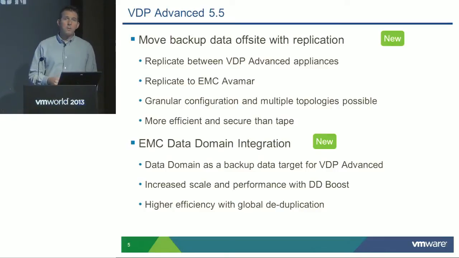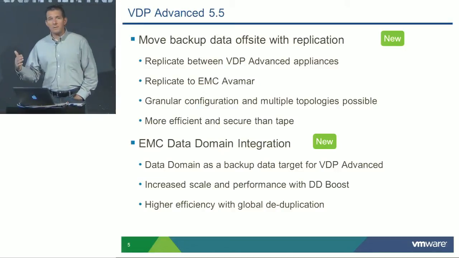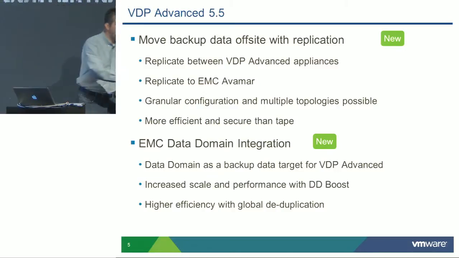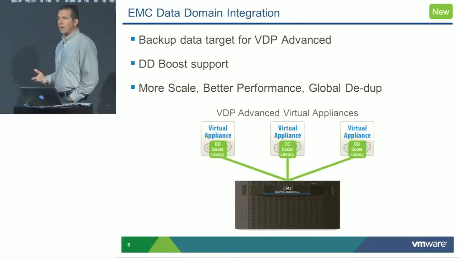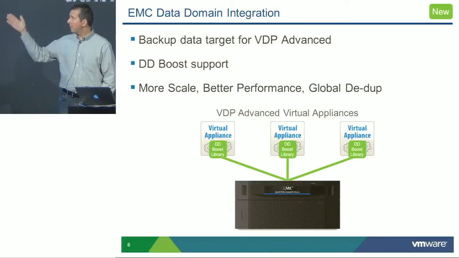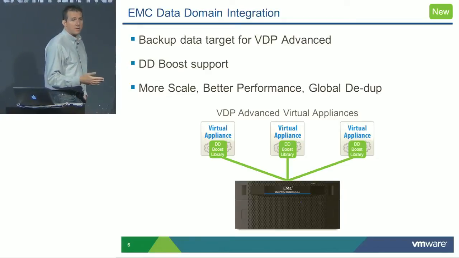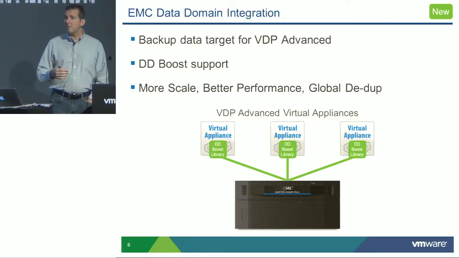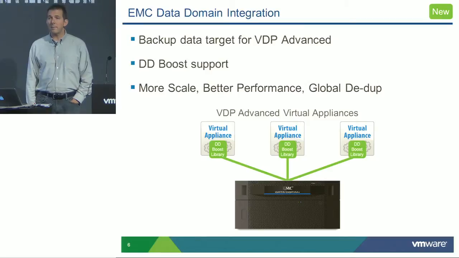We also have integration with EMC Data Domain. That's another nice feature here if you're looking to grow the scale and performance of VDP Advanced. For example, maybe you want to deploy multiple VDP Advanced appliances out there, but you still want to get the benefit of global deduplication across all of those backups. You can simply deploy multiple VDP appliances, up to 10 per vCenter server, and those can all use the same Data Domain appliance as the backup target, thus getting that global deduplication across all of your backups in the environment.